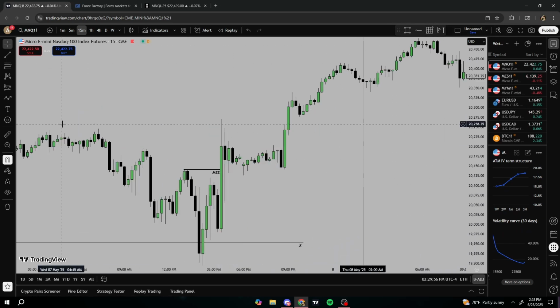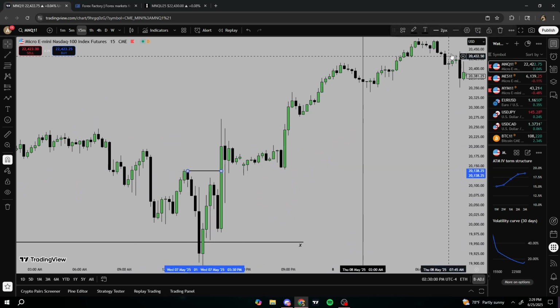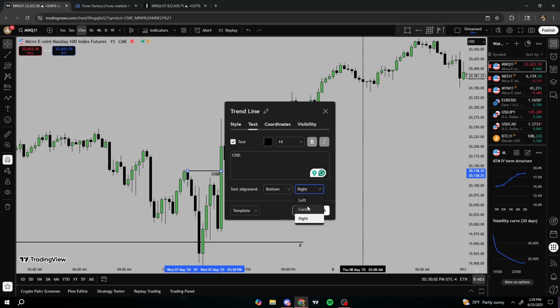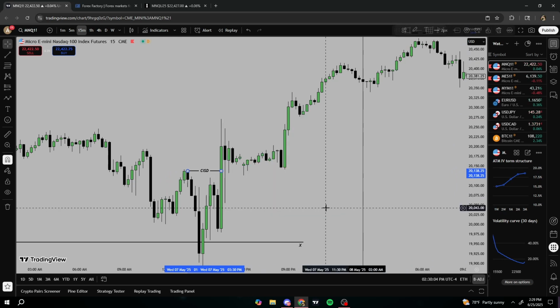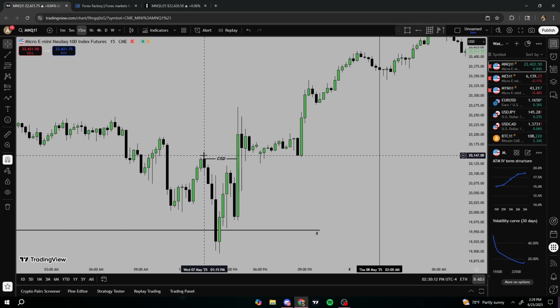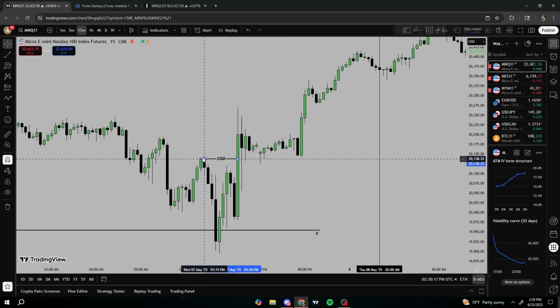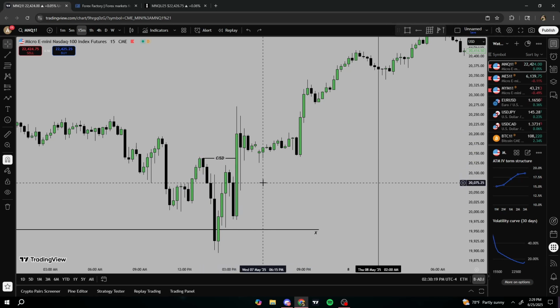We have a change in state of delivery right here, which I prefer over market structure shift. And if you don't know what change in state of delivery is, it is just, so this is the set of down close candles that took out liquidity, and it's the bodies. If we close above this body, that would be a change in state of delivery, which again is very similar to a market structure shift, except the market structure shift is just the close above the wicks.